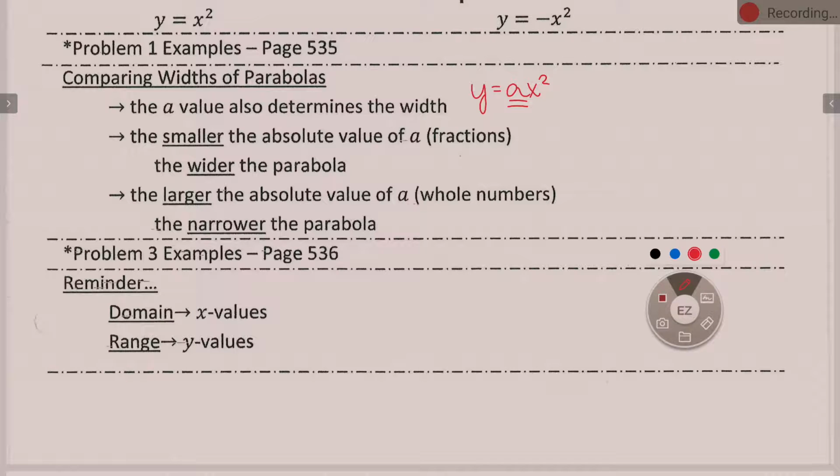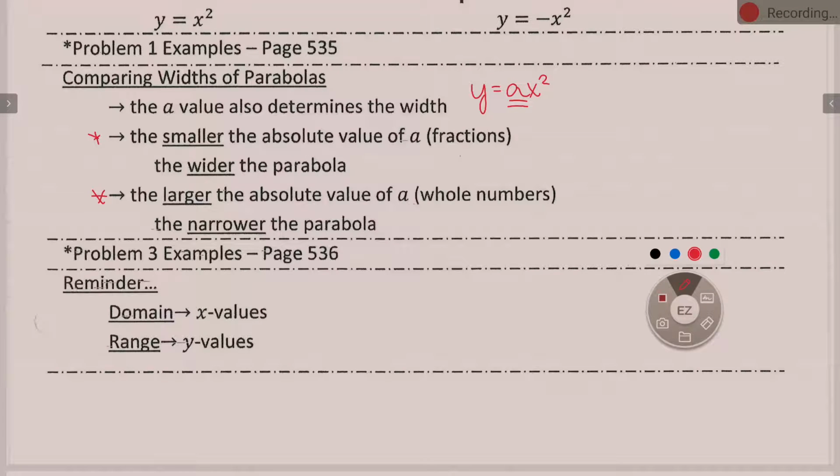Now, those are my Algebra 2 words, okay? Not the Algebra 1 words. But it determines the width in that the bigger the a gets, the taller it makes it. And so if something gets taller, it's going to be stretched upward, it's going to get skinnier. The larger the absolute value of a, the narrower the parabola, so the skinnier.